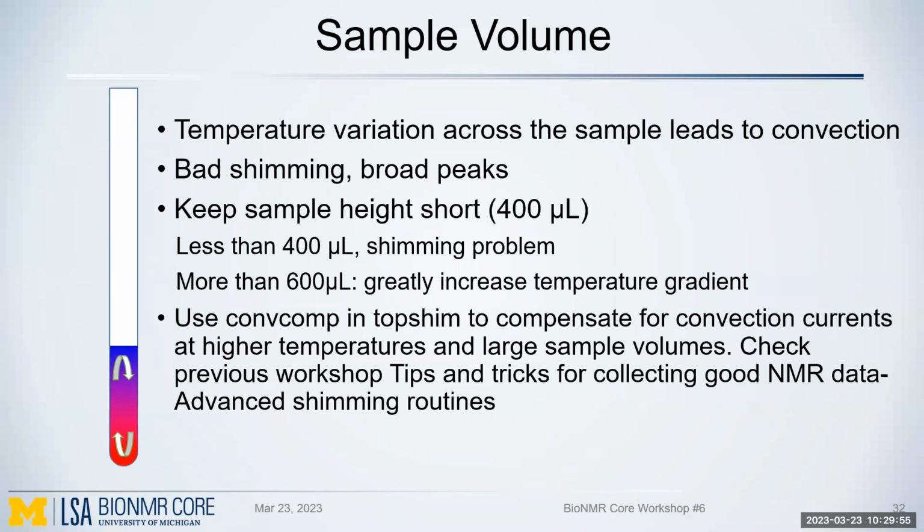In our previous workshop on tips and tricks for collecting good NMR data, in the advanced shimming routines part, Deb actually introduced the command called convcomp, convection compensate. This command in TopShim can compensate for convection currents at higher temperatures and large sample volumes. So if you're interested in how to use this command, you can go back to that previous workshop and watch this part.